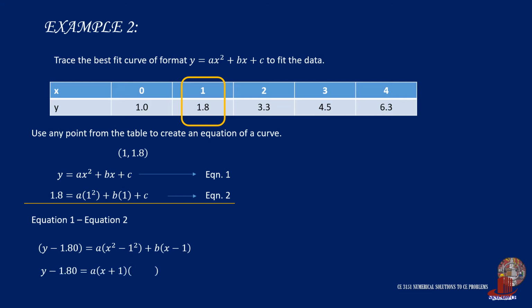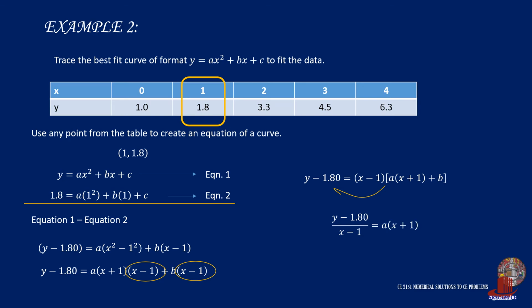And again, expand the equation to eliminate the squares, and that is by using difference of two squares. Extract the similar term from the right side of the equation and transpose it to the left side. Thus, we arrive at the modified equation in the general form of a line, which is y minus 1.8 all over x minus 1 is equal to a times the quantity x plus 1 plus b.